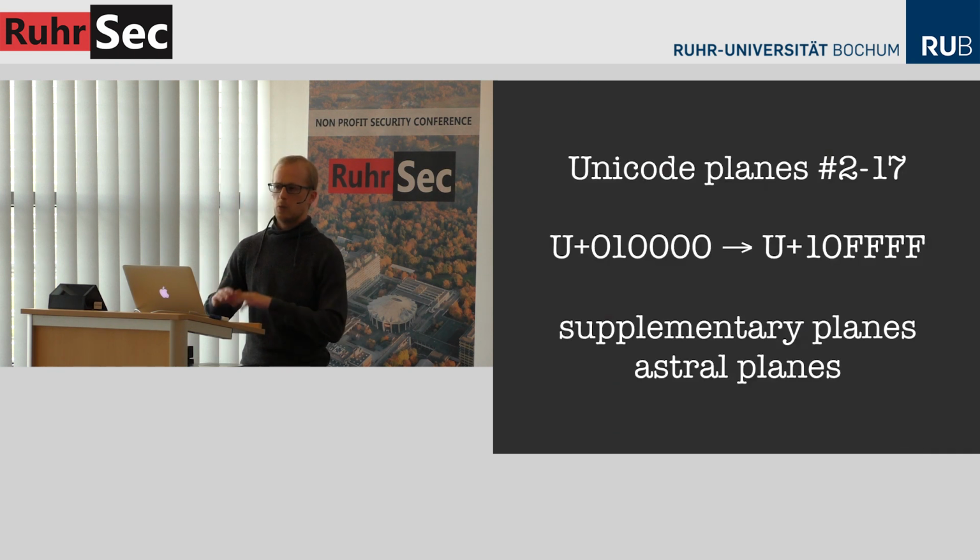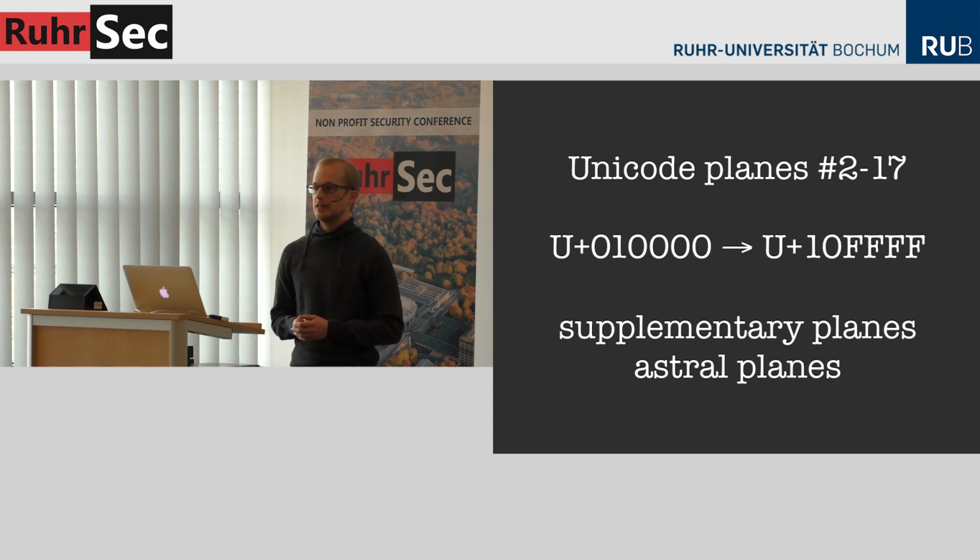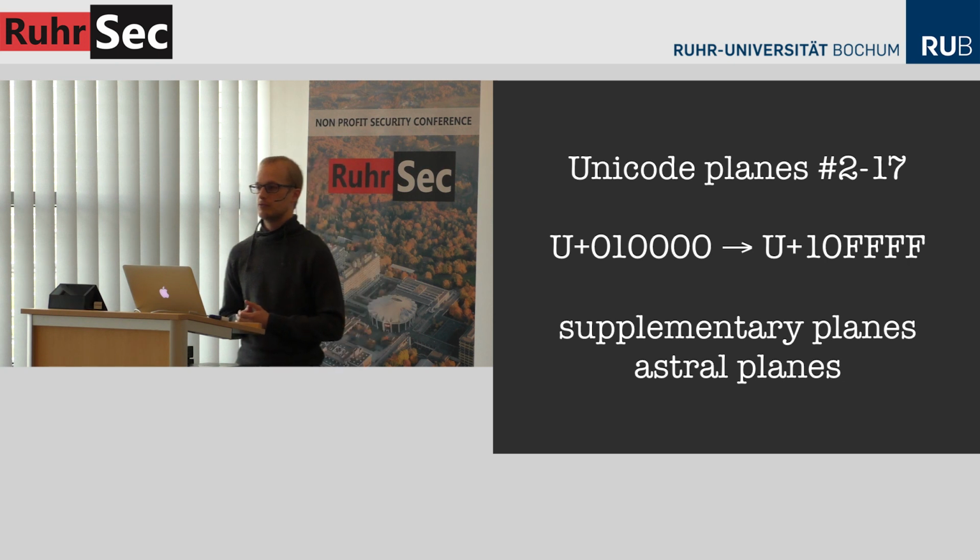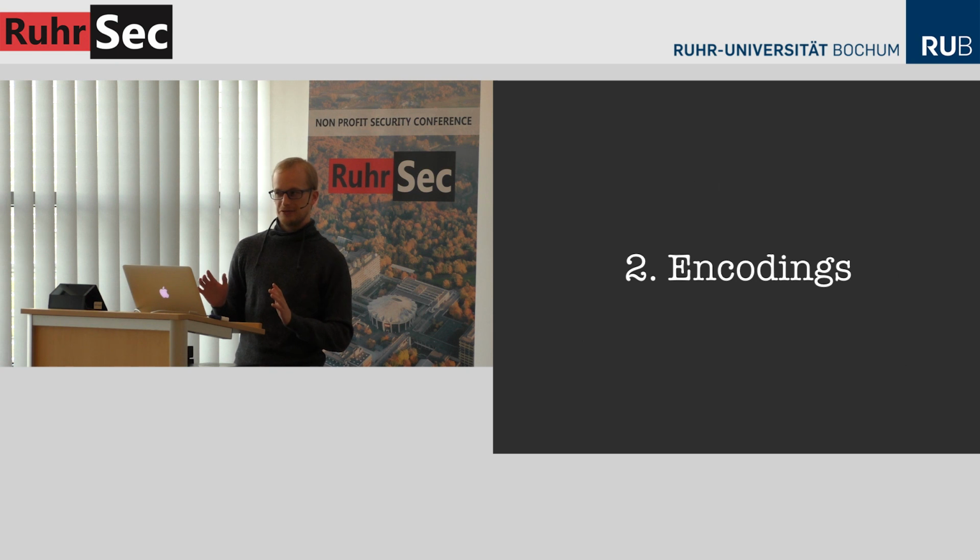So that leaves us about 1 million other Unicode code points that live outside of this BMP. And the planes that these code points belong to are called supplementary planes, or the astral planes. So astral code points are pretty easy to recognize because you need at least 5 hexadecimal digits to represent them. Okay, and that concludes our very basic introduction to Unicode.